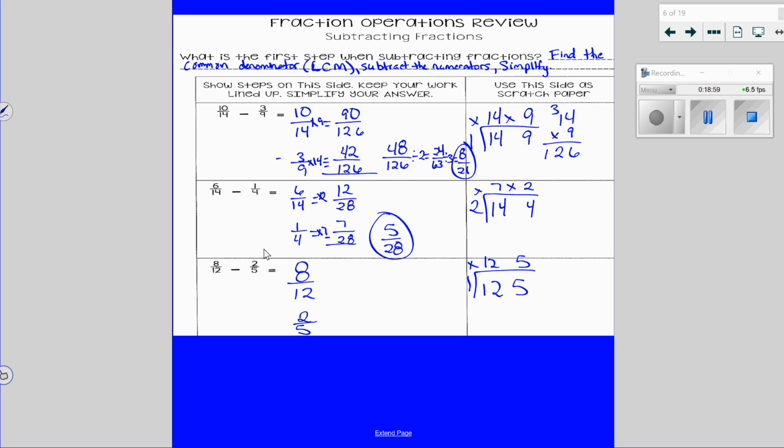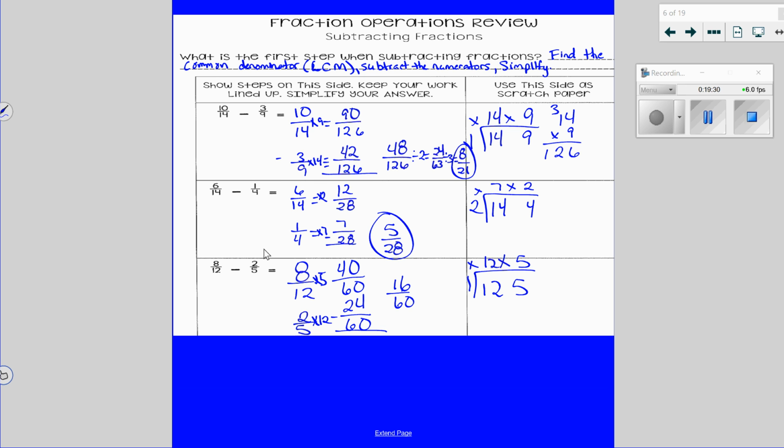1 times 12. 12 times 5. 60. So 60 is my common denominator. What do I do to 12 to get to 60? So 8 times 5. And what do I do to 5 to get to 60? So 2 times 12. And now I can subtract. 40/60ths minus 24/60ths.